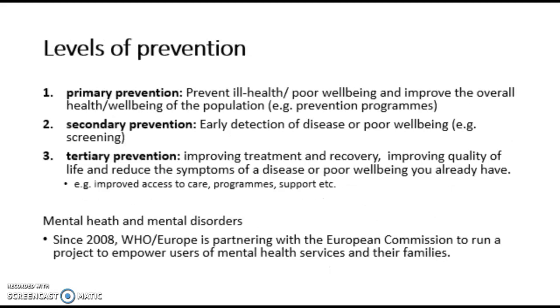Okay, so levels of prevention. There's primary prevention, which is about preventing ill health and poor well-being, and improving the overall health and well-being of the population. And they're very much linked to prevention programs. Then secondary prevention, which is early detection of disease or poor well-being, e.g. scanning or screening. And then there's tertiary prevention, which is about improving treatment and recovery, improving quality of life and reducing symptoms of disease or poor well-being. And what's important here is improved access to care, programs of support, etc. So there's some good examples there.